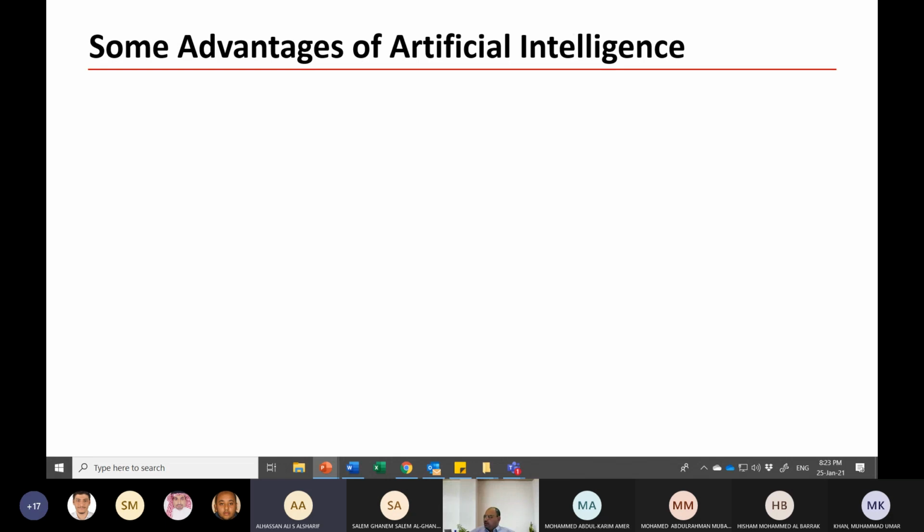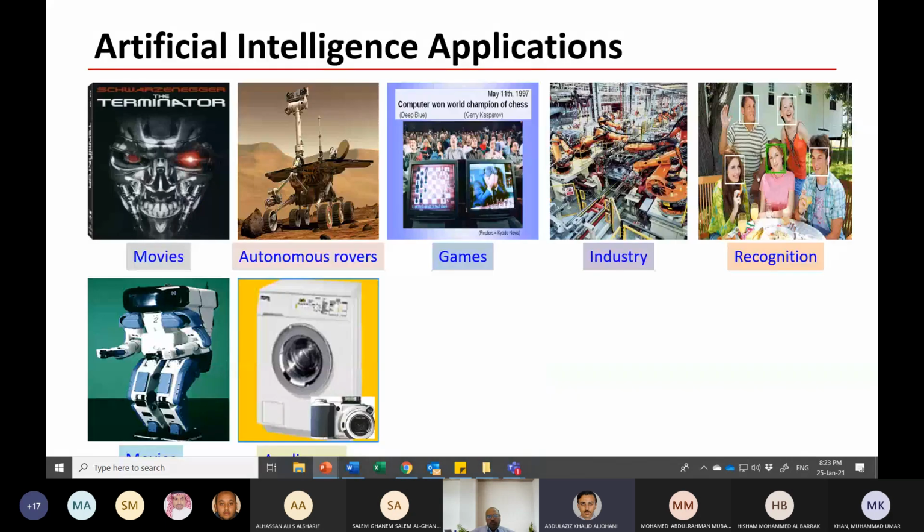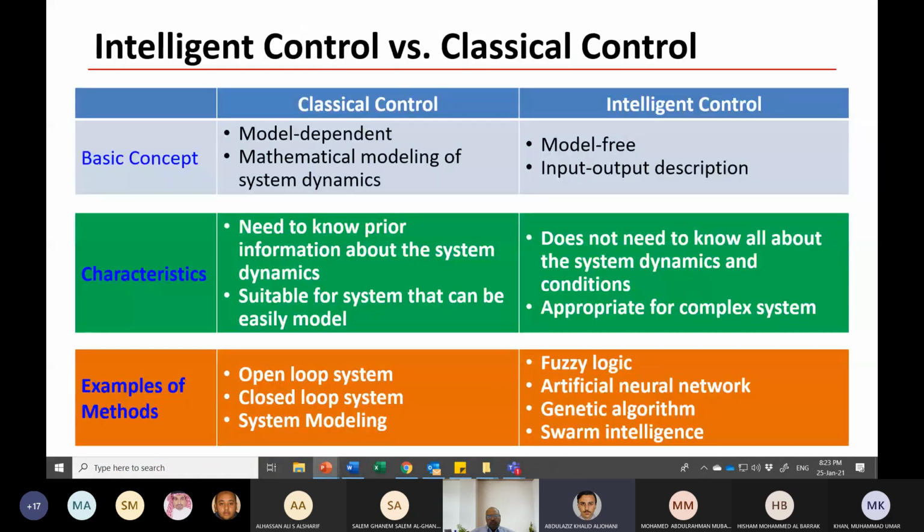Okay, I understand that. Thank you, Doctor. Abdulaziz Khalid. Yes, Doctor. Yes, please. My question, if you can clarify: when comparing intelligent control versus classical, we are saying intelligent control is model free, but my understanding from previous courses is that a neural network, for example, trained for a certain system cannot be applied on a different system. Yeah, but it is model free.